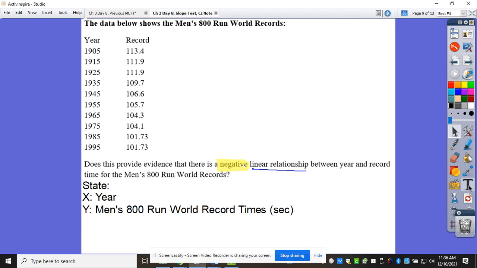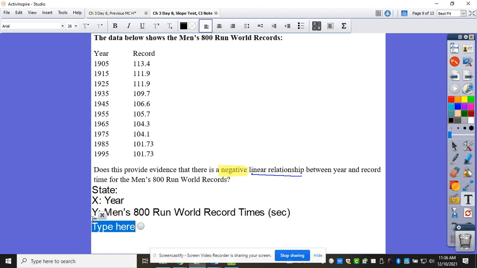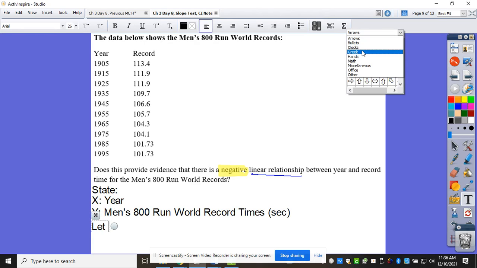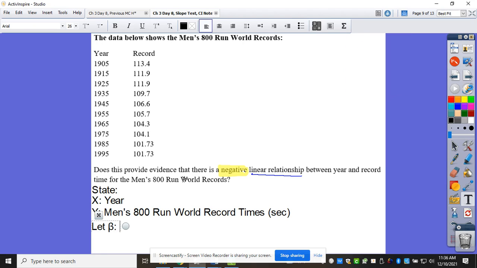All right, so what's my next part of state? It's going to start with the true slope of the least squares regression line. And that's all I need to put because I've just defined them. But I do have to now define my population, which is, this one's really super vague. I don't like this.